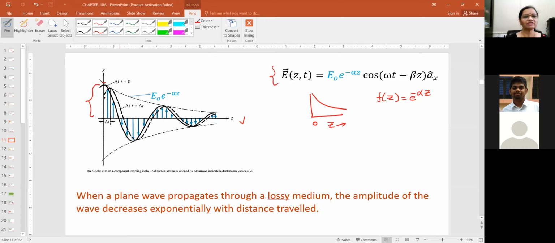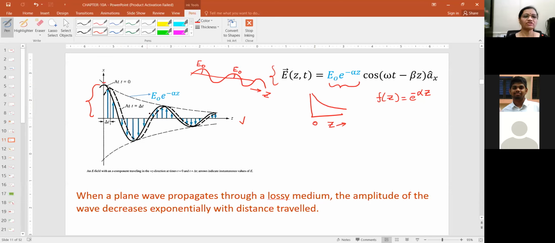When it travels a distance z, what is going to happen to the electric field value? And please remember, electric field is a cosine function. So as the wave travels, the electric field value will keep changing in a cosine fashion. But if this e to the power of minus alpha z was not there, the wave would have kept on going like this. The maximum value every time would have been only E naught, even though the wave kept moving. But now the maximum value is not going to remain E naught. It is going to be E naught e to the power of minus alpha z.